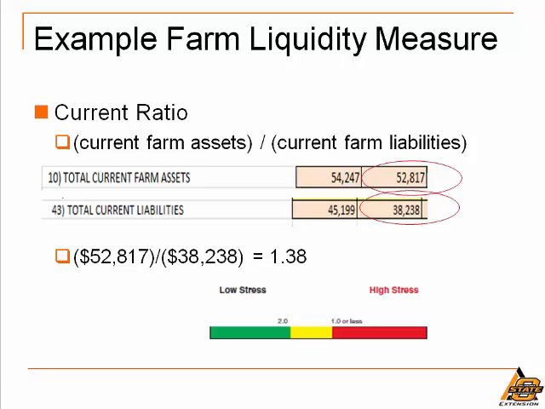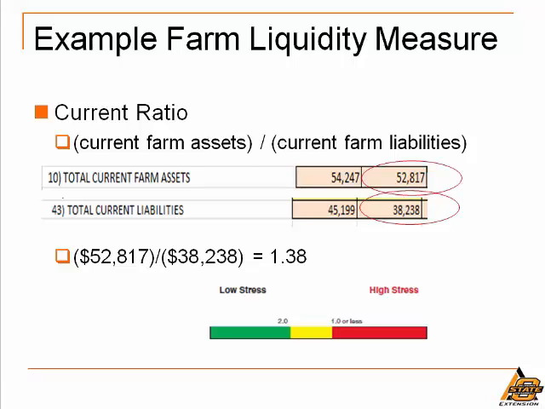Screen captures and the red circled values clarify exactly where on the case farm balance sheet the numbers come from to perform the calculation. As you can see, the resulting value is 1.38, meaning that the farm has $1.38 worth of current assets for every $1 in liabilities that need to be paid over the course of the following year.